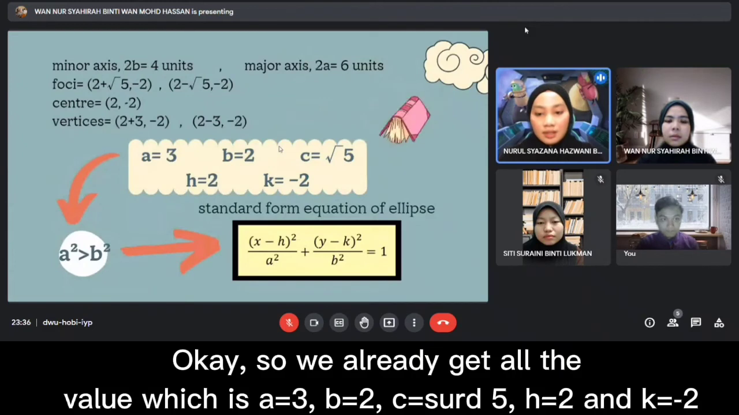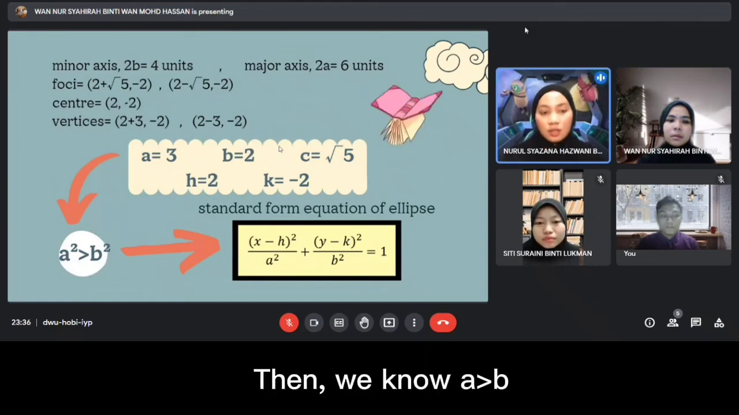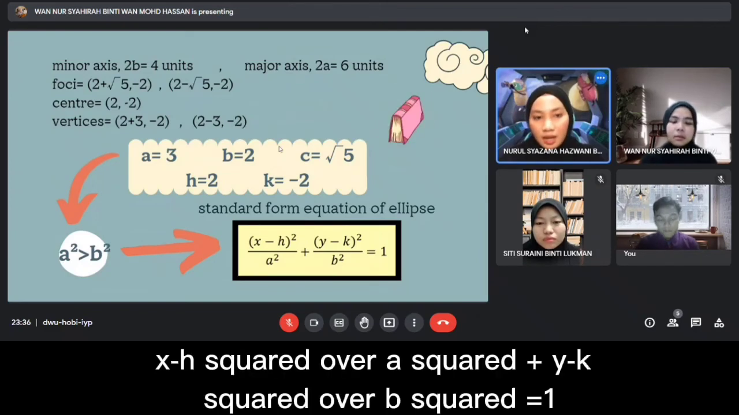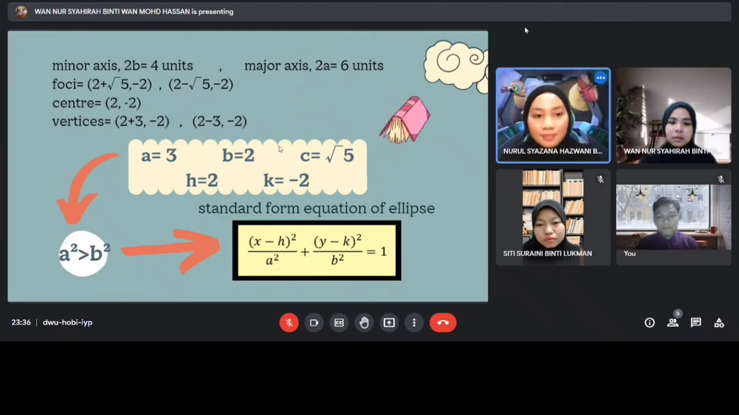Okay, so we already have all the values: a equals 3, b equals 2, c equals 5, h equals 2, and k equals -2. Then we know a is greater than b, right? So the standard form equation of an ellipse is (x minus h) squared over a squared plus (y minus k) squared over b squared equals 1. Okay, next slide.